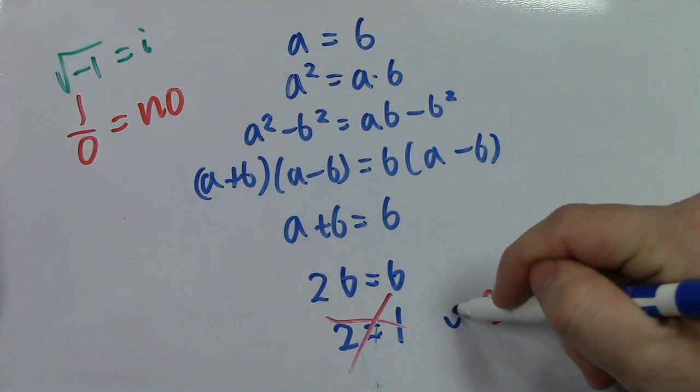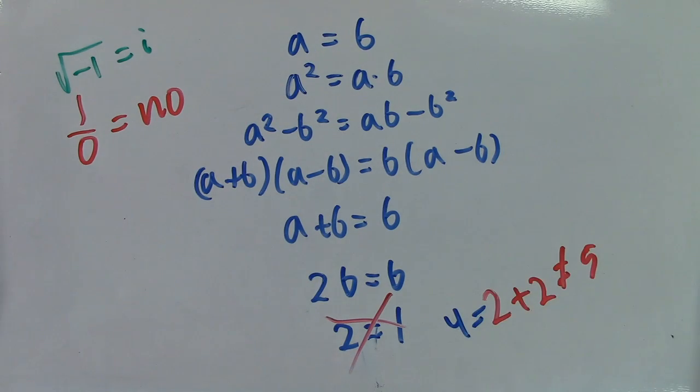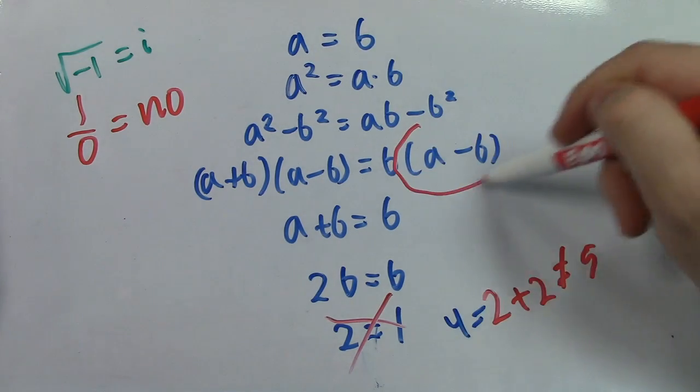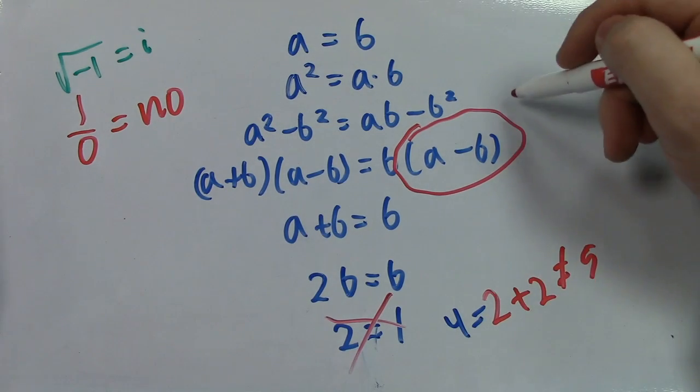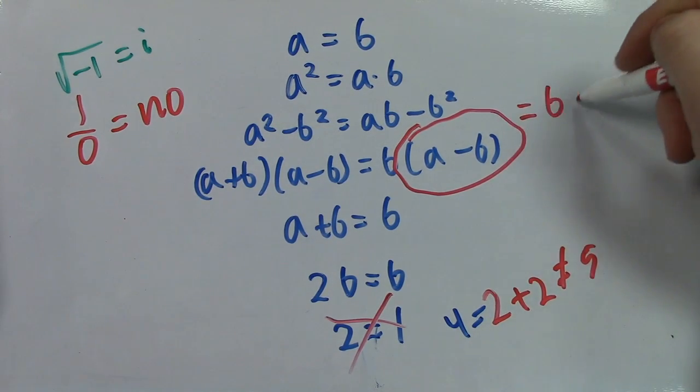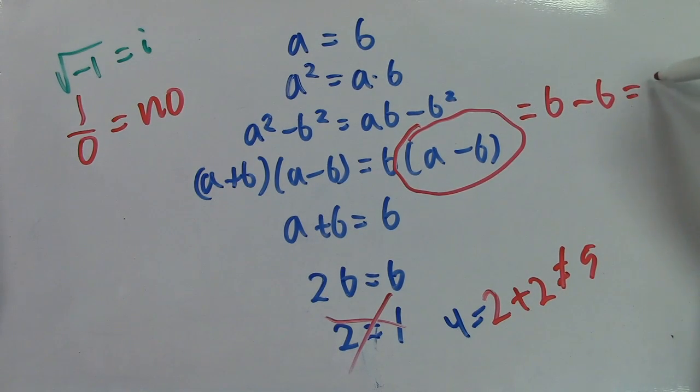It equals 4. Well, the source of this error comes from here, where we divided both sides by a minus b. Since we established earlier that a equals b, this means we divided by 0. So hopefully this clears up why we can't ever divide by 0.